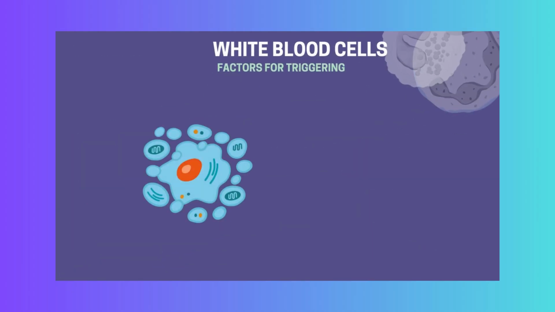Once white blood cells have done their job, they often go through apoptosis or programmed cell death. This controlled process helps prevent excessive inflammation, and macrophages clean up the leftover cells that are no longer needed.